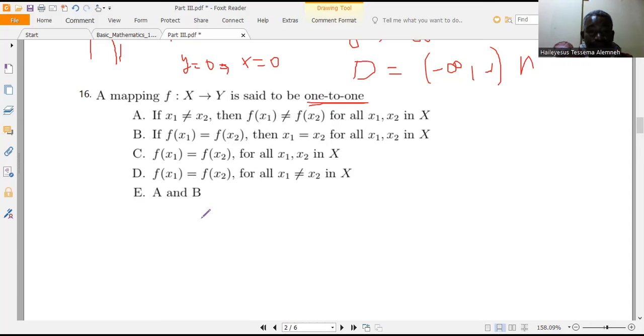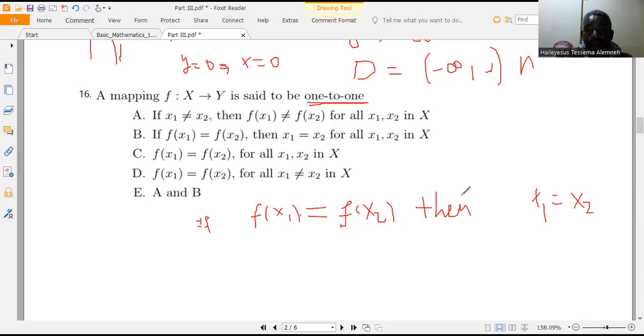The definition says that if f of x1 is equal to f of x2, then x1 is equal to x2. This is the definition for every x1 and x2 in the domain; every x1 and x2 in the domain satisfies this condition.